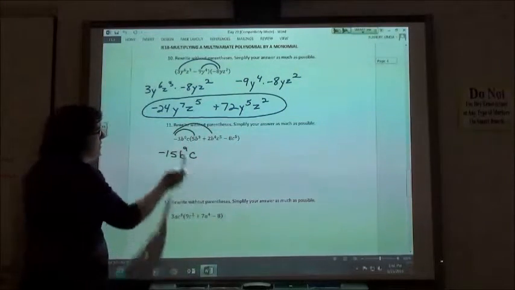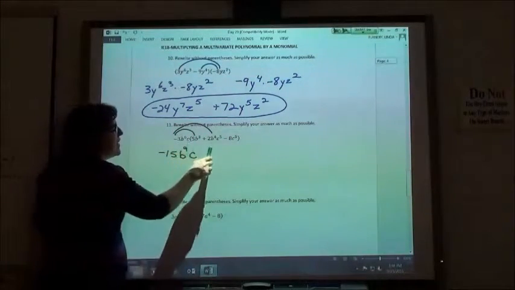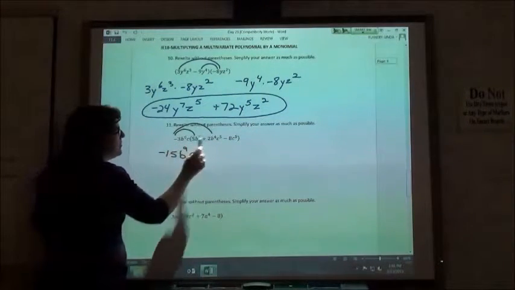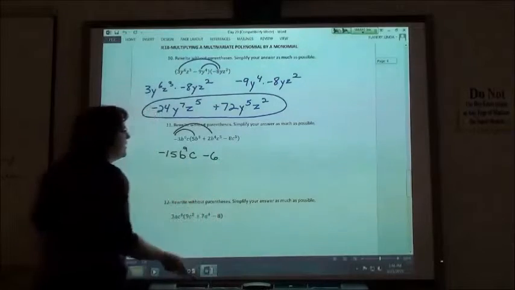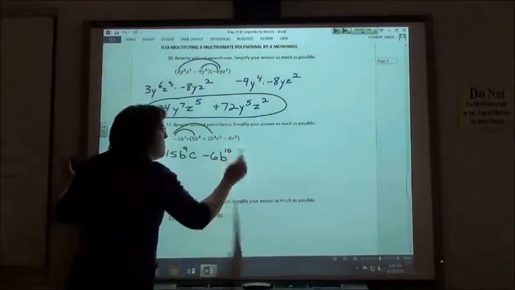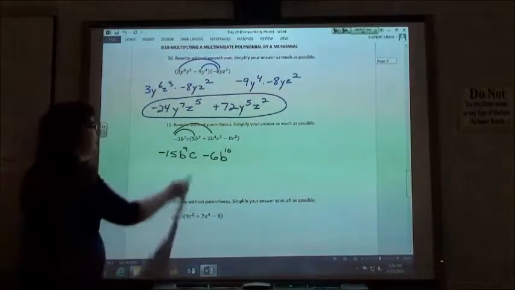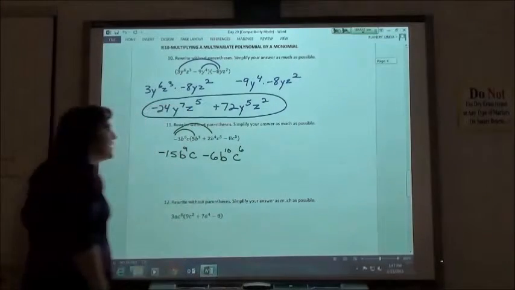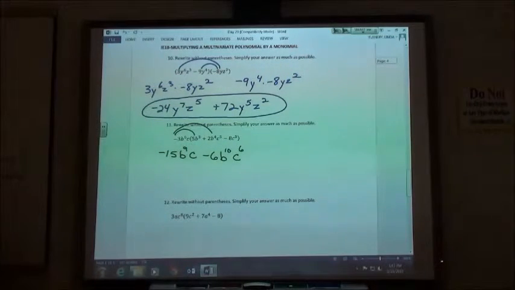Then my middle term, negative 3 b to the 6th c times positive 2 b to the 4th c to the 5th. So negative 3 times a positive 2 is negative 6. B to the 6th times b to the 4th, I add my exponents, b to the 10th, and then a c times a c to the 5th, again, 1 plus 5 gives me 6. So my middle term, negative 6 b to the 10th c to the 6th.